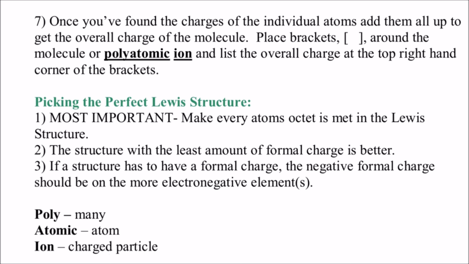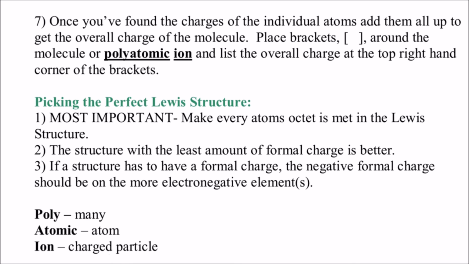Step 2. The structure with the least amount of formal charge is better. Okay? So if you can draw a structure where only a single element has like a -1 charge or something, that's better than having a molecule where you've got a +1 charge on one element and a +1 charge on another element, and a -1 charge on a different element. Okay, so you don't want the charge to be spread out. You want to have as least amount of charge as possible.